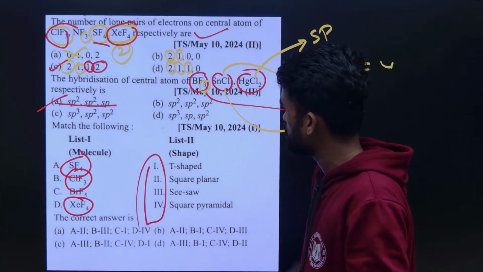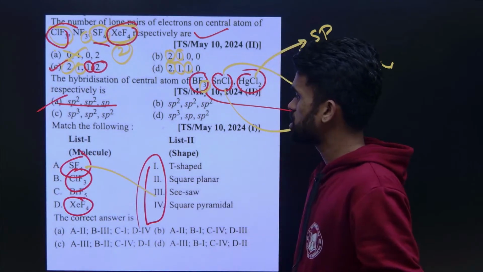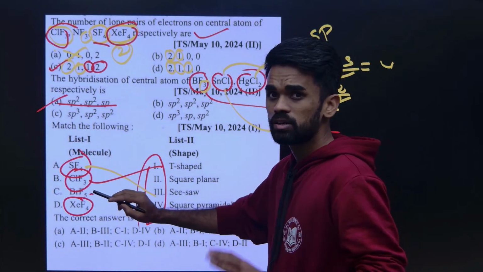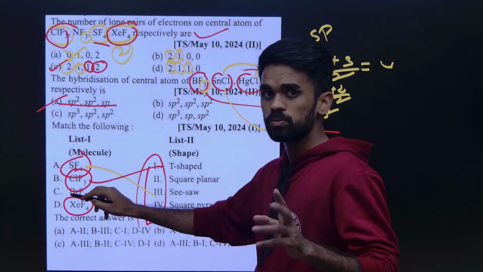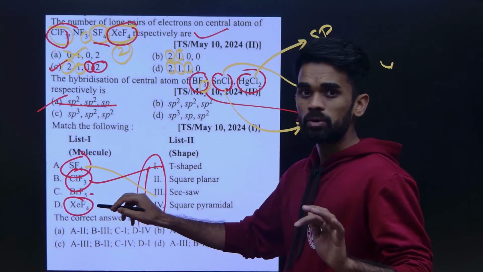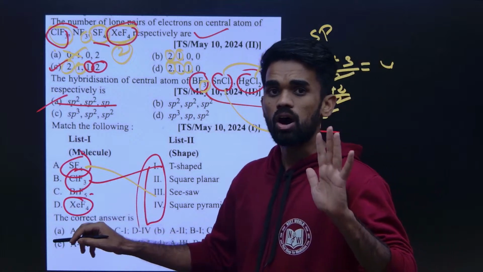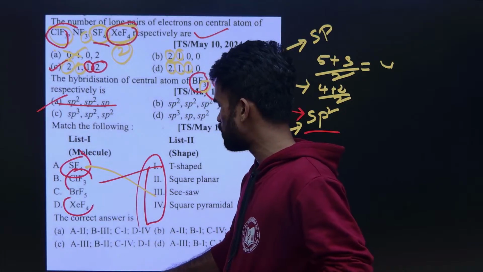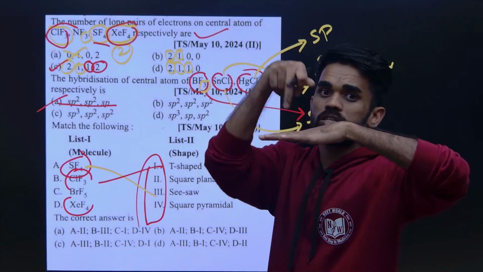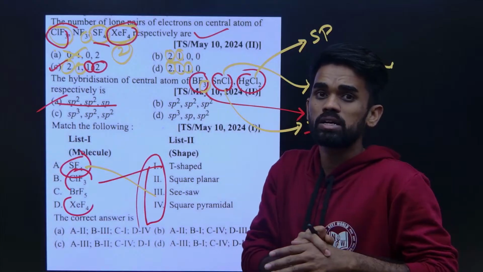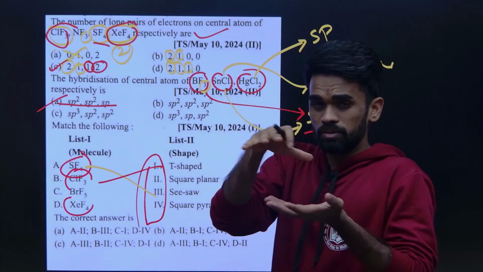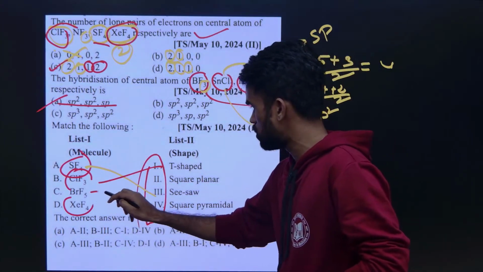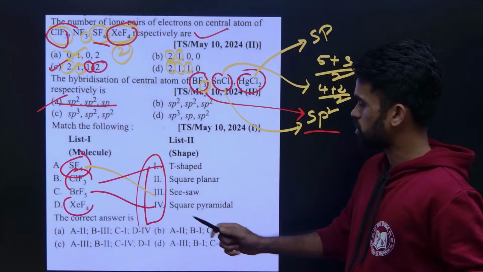Whatever I am discussing, tell me: XeF4 means seesaw, ClF3 means T shape, and BrF5 is what? See, Br 17th group, so 7 plus 5, 12 by 2. Okay, so 6 we got. 6 means octahedral geometry should be there, but how many surrounding atoms are there? Only 5 are there. So out of that 6, one position is occupied by a lone pair. So it becomes what? Square pyramidal.